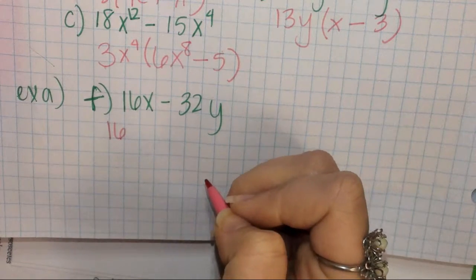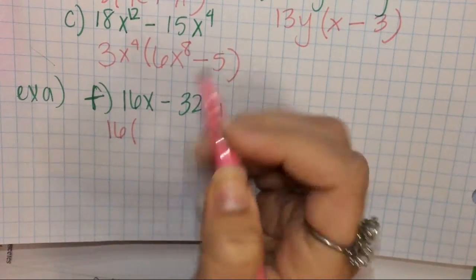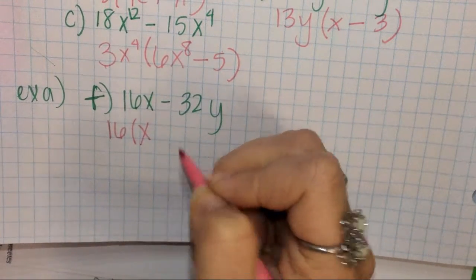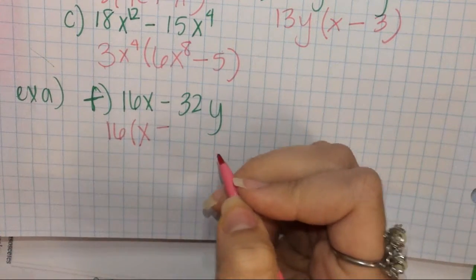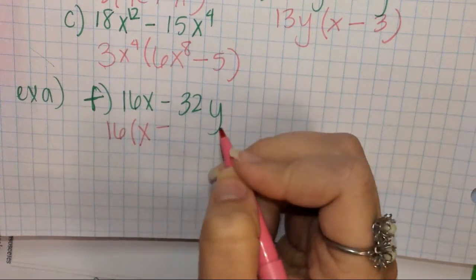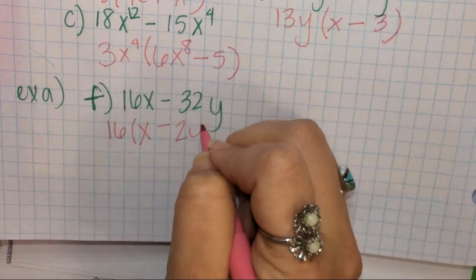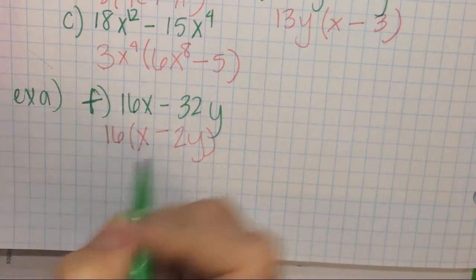No. Alright, what is 16x divided by 16? Uno. Yes. Minus, what's 32y divided by... Let me ask my question. 32y divided by 16. And then you're done.